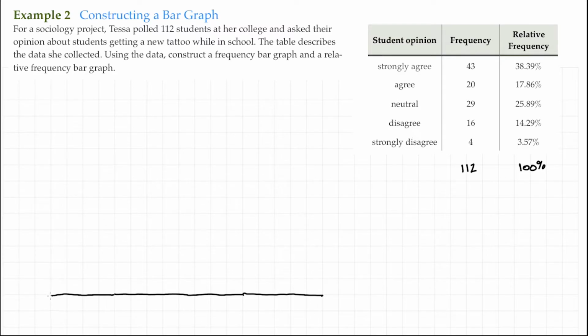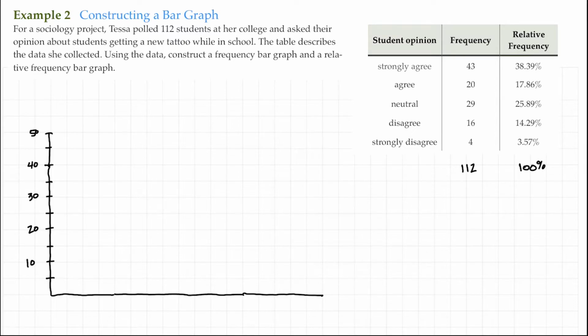So I'm going to do this in 5s. 5, 10, 15, 20, 25, 30, 35, 40, 45, and 50. That's good. And I'm just going to go ahead and mark it off here. 5, 10, 15, 20, 25, 30, 35, 40, 45, and 50. I know I'm high enough because the largest data is 43 here. So I'm just going to go 10, 20, 30, 40, and 50.